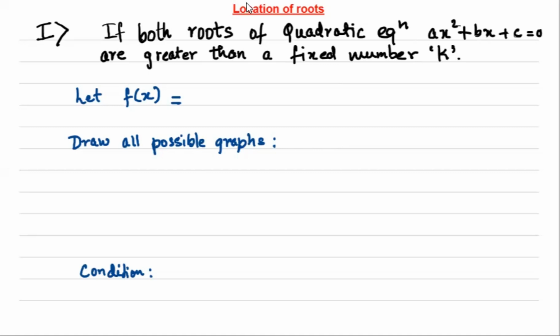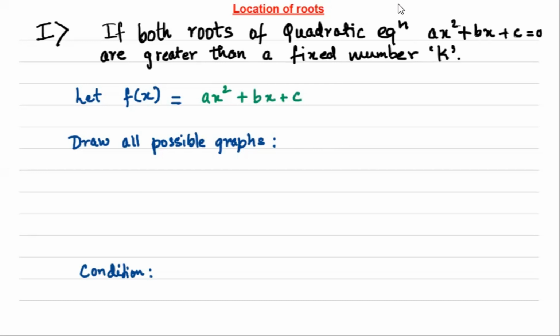So here the first case is if both roots of quadratic equation ax squared plus bx plus c equal to 0 are greater than a fixed number k. Okay. So what is the first thing we have to do here is just assume that the equation which is given here becomes a polynomial. So you write it down as ax square plus bx plus c. Okay, that is the first step.